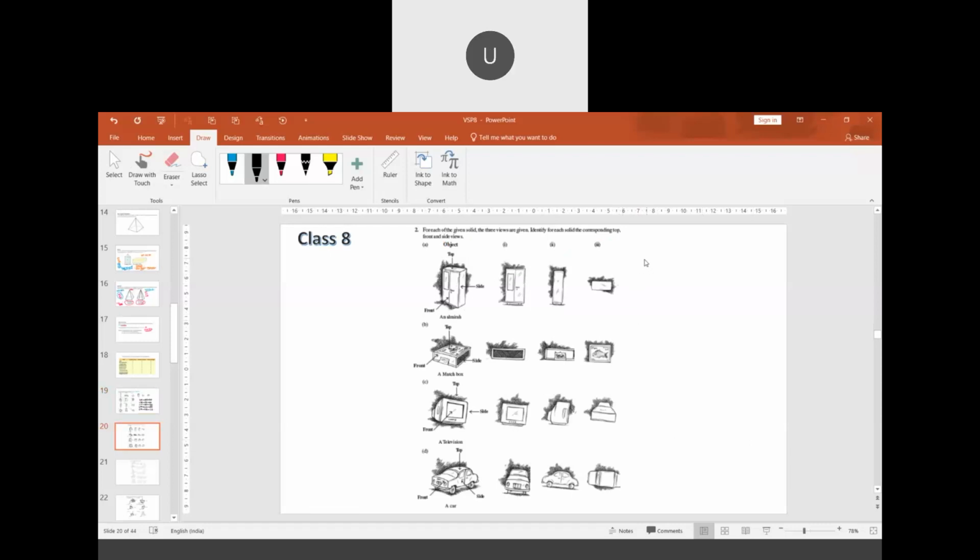Second question is for each of the given solids, the three views are given. Identify for each solid the corresponding top, front, and side views. This is an almirah. For the first one, we need to identify which is this. This is a front view. This is a side view.